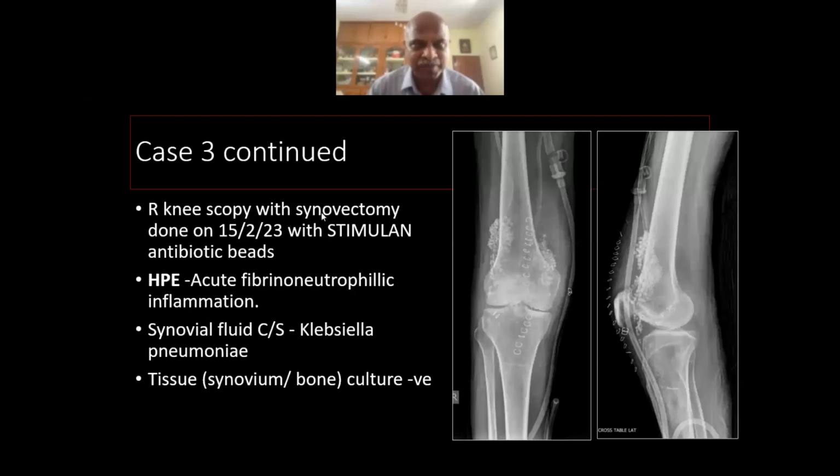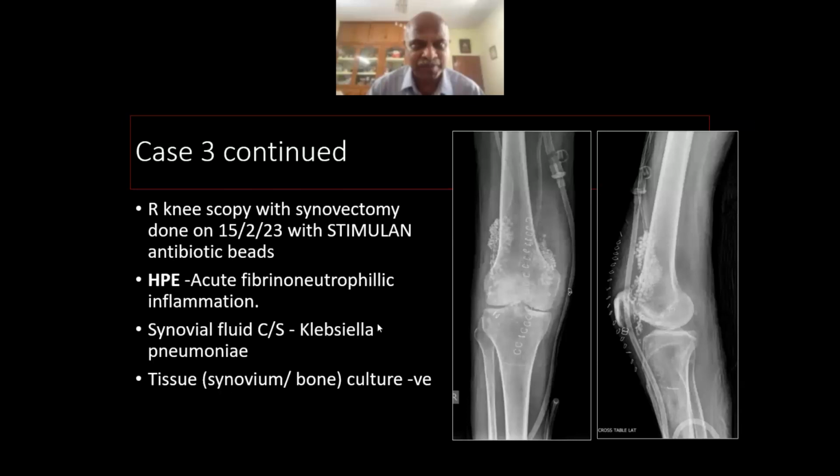So this patient underwent knee arthroscopy and synovectomy, again with the antibiotic bead placement, and these are the post-procedure radiographs. Because we wanted to know whether the bone was also involved with osteomyelitis, there was also a biopsy of the synovium and bone done. The culture on that was negative, but the synovial fluid did grow Klebsiella pneumoniae again. So this was a resistant Klebsiella pneumoniae despite appropriate antibiotics.